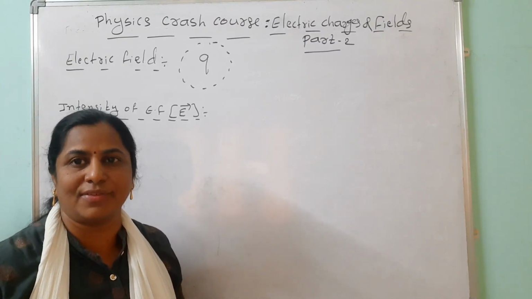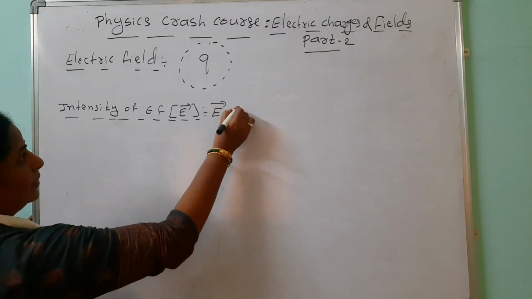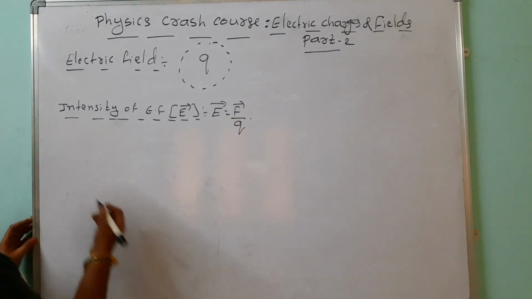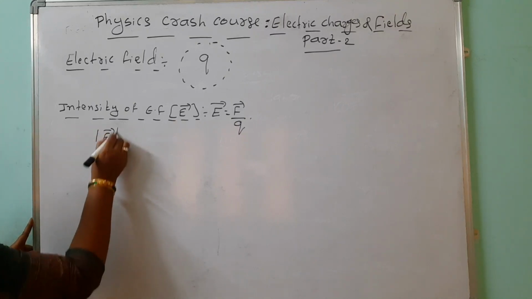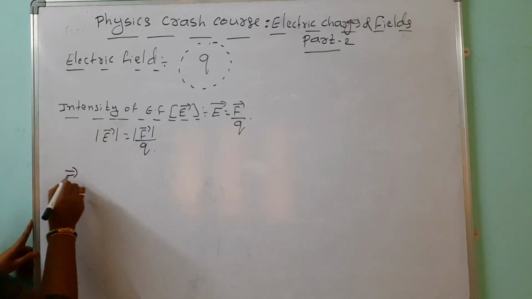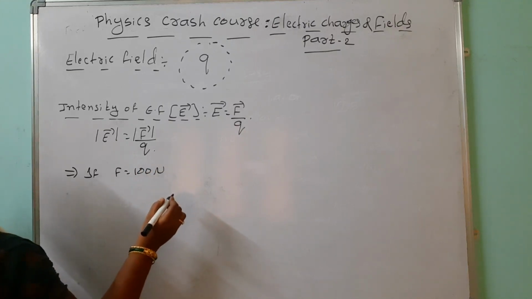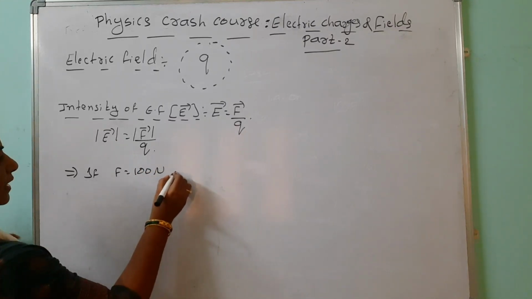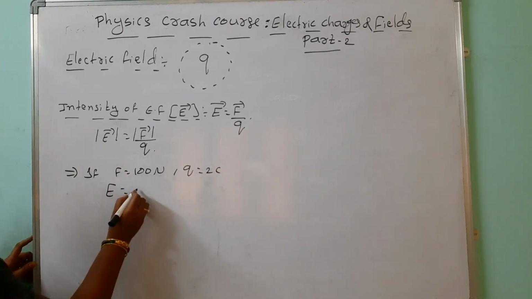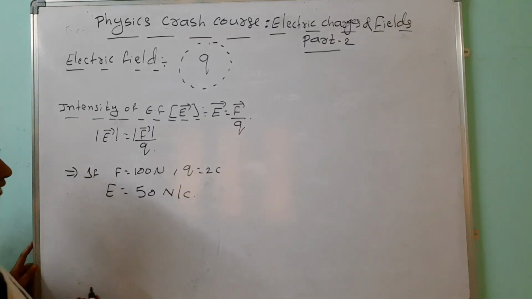What is the basic formula for intensity of electric field? It is the force per unit charge. Force per unit charge is called the intensity of electric field. In terms of magnitude, simply you can say E bar equals F bar by Q. One simple problem I want to share with you. Suppose F equals 100 newtons and Q equals 2 coulombs. Then intensity is how much? 100 by 2 is 50 newton per coulomb. This is the unit for intensity of electric field.